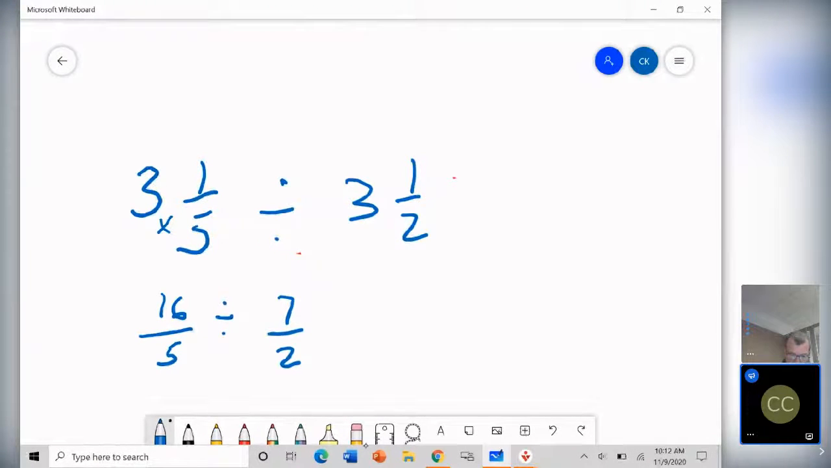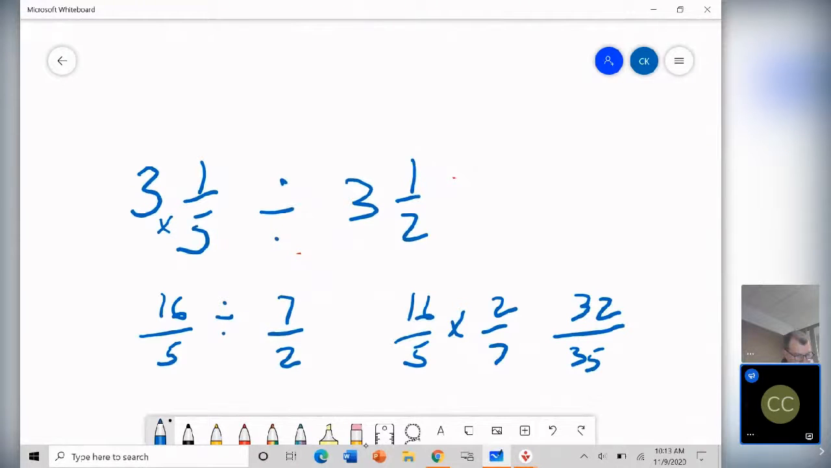But when we're doing our division problems, we know we can make it a multiplication if we invert the 7 over 2. So 16 over 5 times 2 over 7. Then we get 16 times 2 is 32, and 5 times 7 is 35. And that is reduced as far as it can go. Okay.